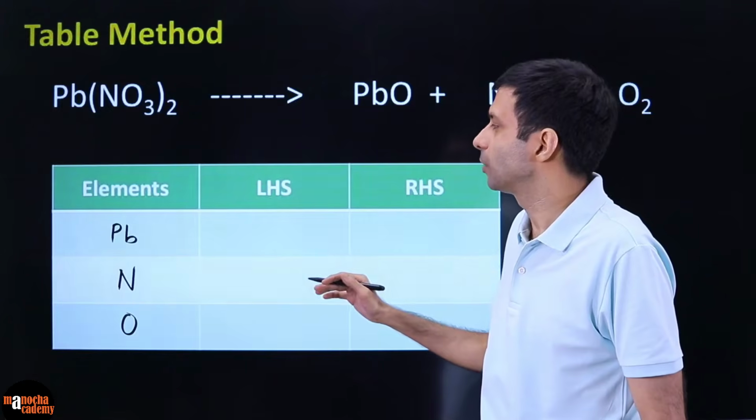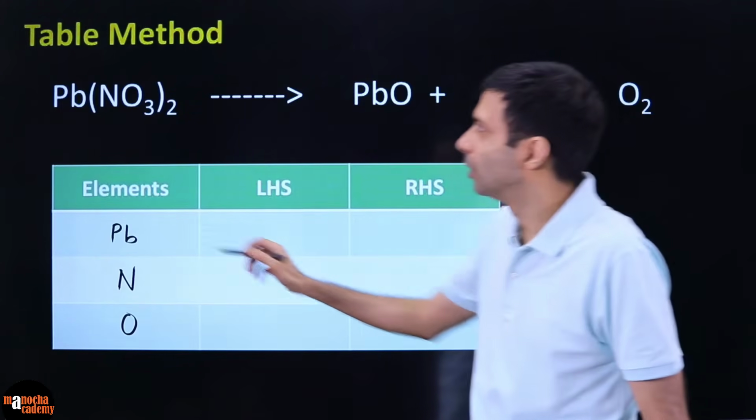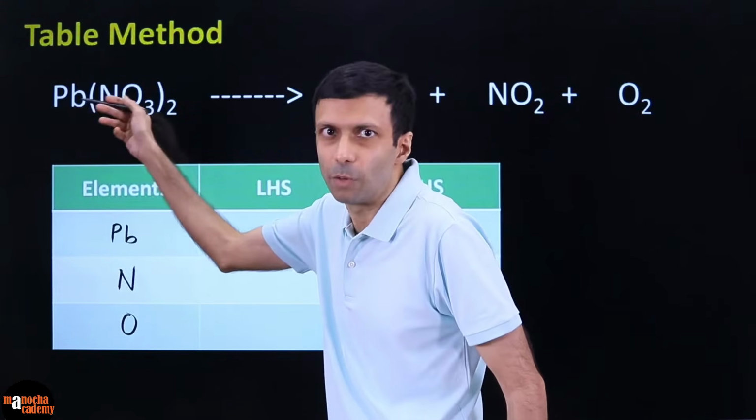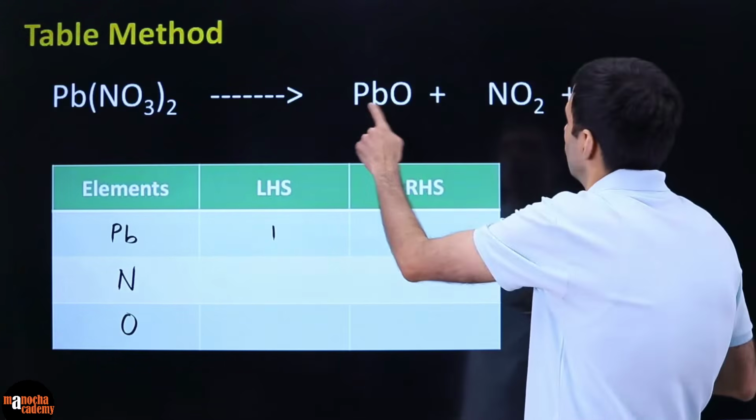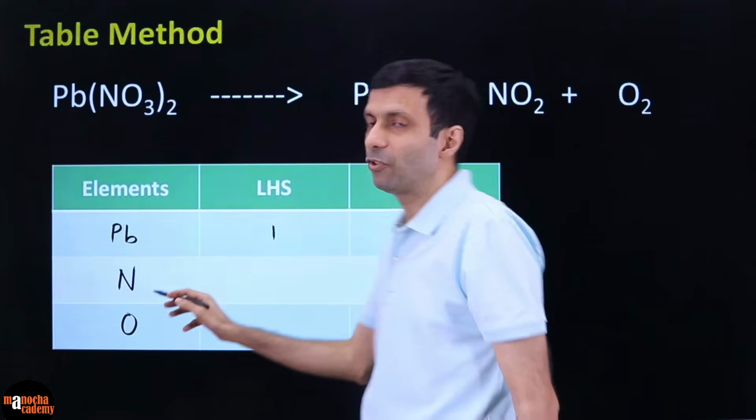Now number of atoms. How many lead atoms on the left? This is Pb, right? So 1 lead atom. How many on the right? 1. How many nitrogen on the left?